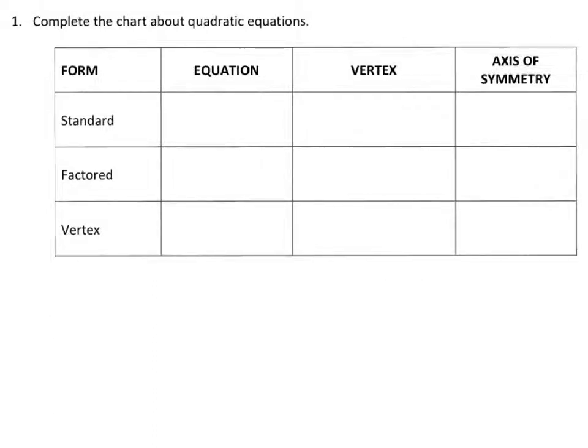In Level 1, we will review the different types of quadratic equations and we will review factoring. A quadratic equation in standard form is f of x equals ax squared plus bx plus c. For example, something like f of x equals 2x squared plus 4x minus 1. That would be an example of a quadratic function in standard form.